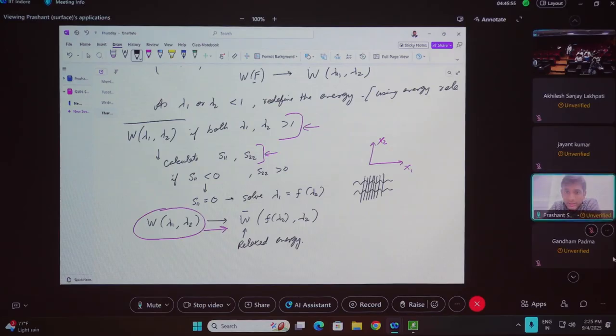And any questions in this part? This tension field theory and wrinkle modeling. Let's pause for a couple of minutes and see.